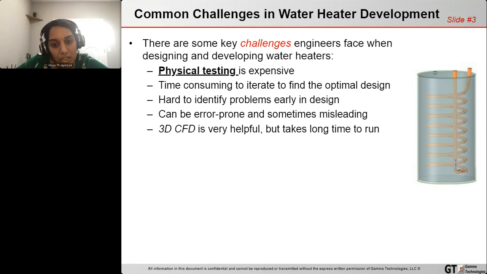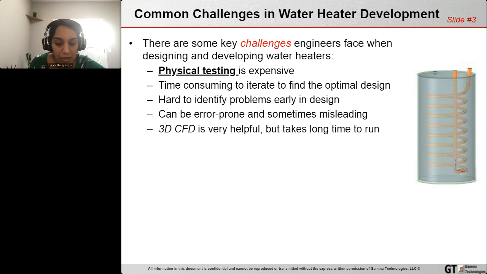So what are the common challenges in water heater development? I think a lot of them revolve around physical testing, mostly that it's quite time consuming to iterate and find the optimal design. And it also becomes hard to identify problems both early on in the design and also downstream. We do have a lot of tools in the market, especially CFD, that's quite helpful, but that does take a long time to run.